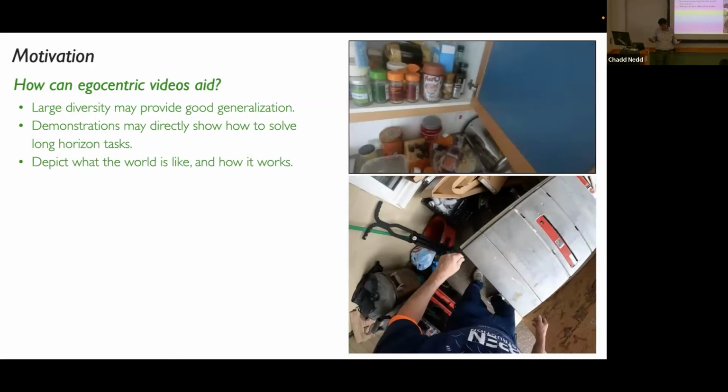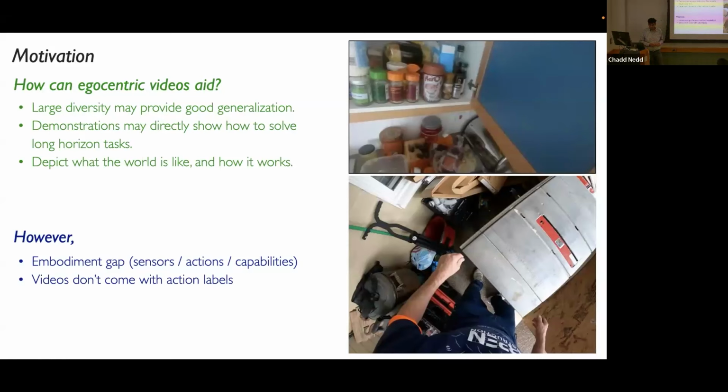Now, this is the promise, but it comes with its own challenges, right? Learning from videos is not so easy as such. Foremost, there's the embodiment gap, right? The sensors, actions, and capabilities that a human has might actually be quite different from what you have, right? So you need to be aware of this gap.